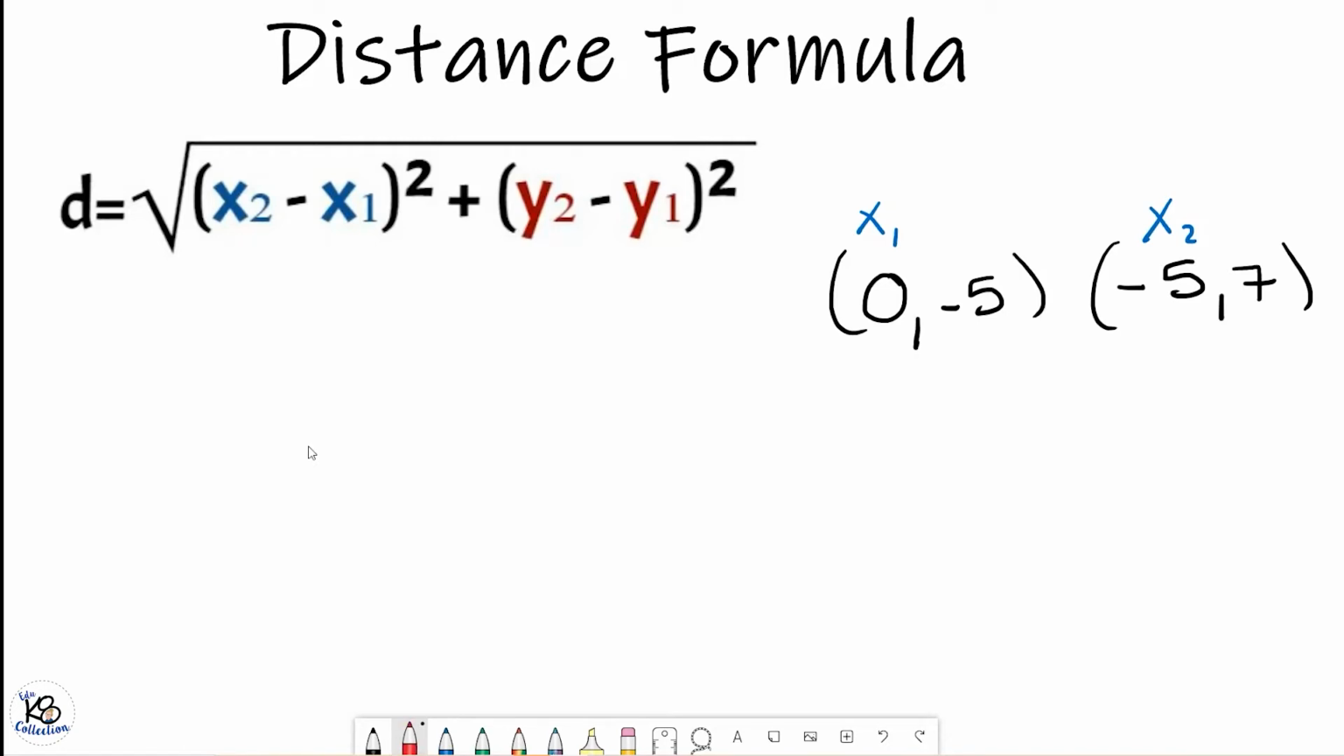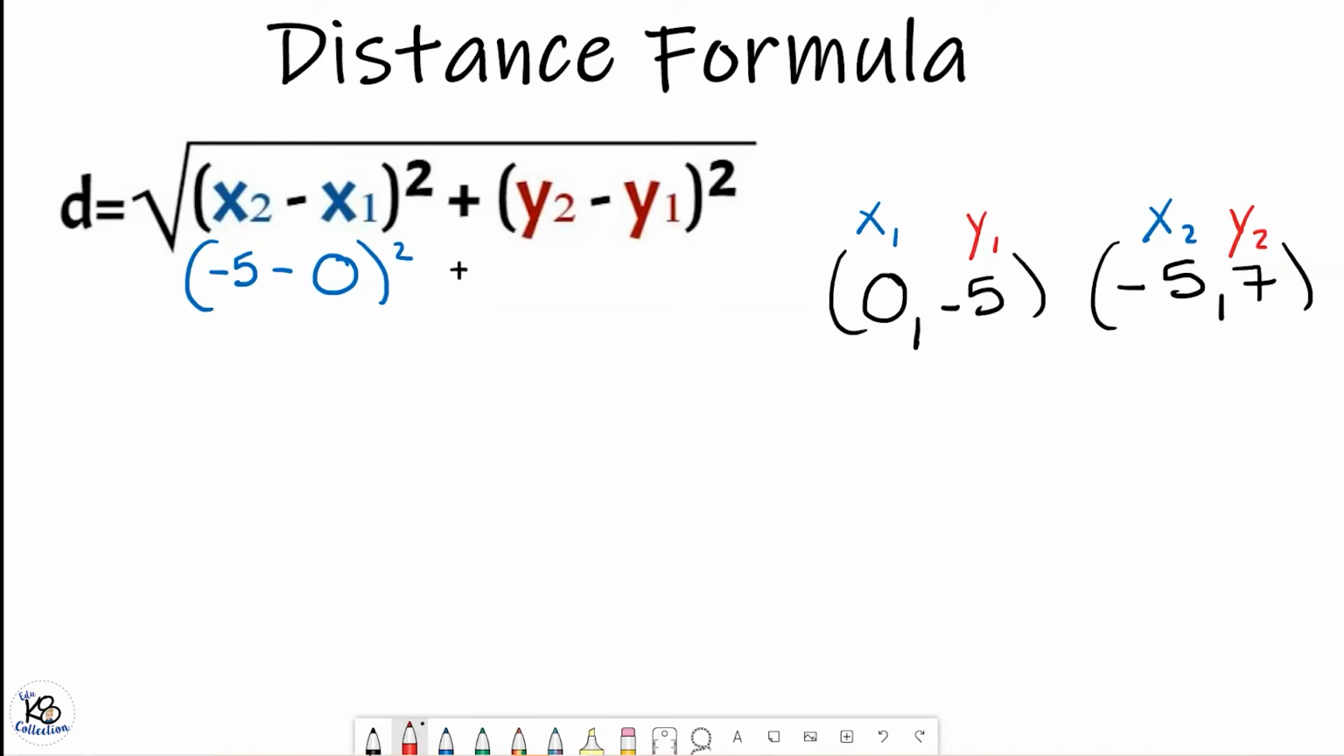As for my y's, I know that the y's come second in a coordinate point, and my 1 is going to represent the y from the first point, and my 2, the y from the second point. Now I'm going to start plugging in. So x2 in this case is -5, and I'm going to subtract x1 from that. x1 is 0, so 0.